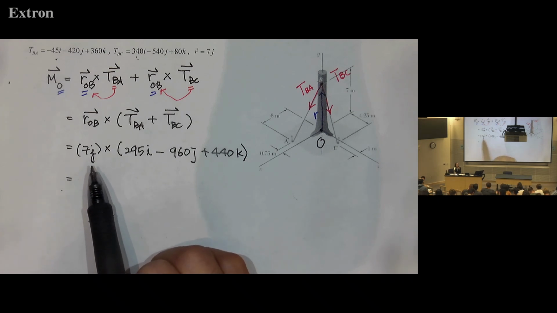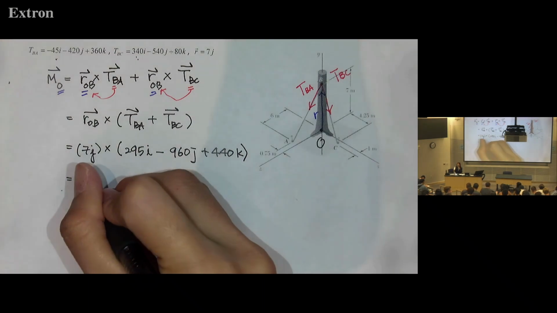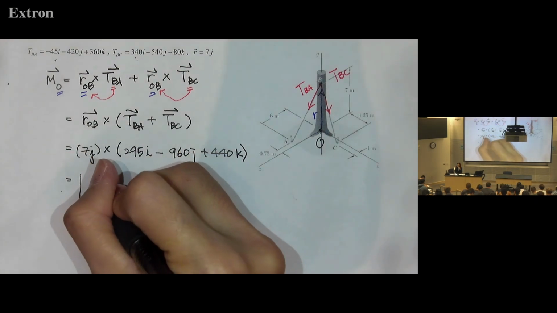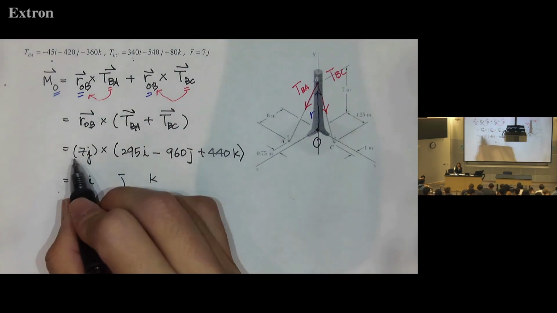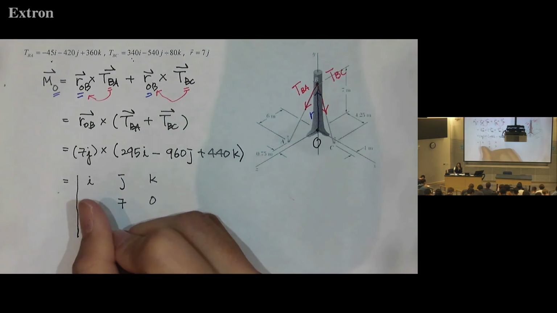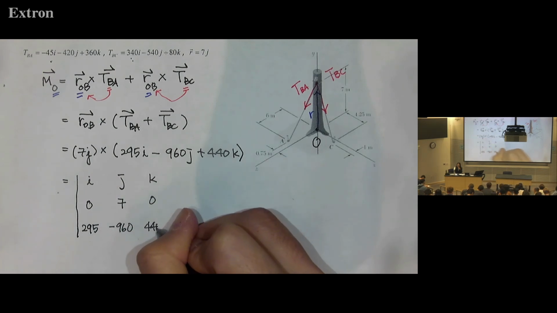Now, how can we calculate this? I think the best way is using your calculator's cross product. The second method is the determinant method, and the third method is using the equations. Since this is the first time, if you have a calculator, please feel free to use it. If you don't, let's use the determinant method together. The first row is ijk, the second row is 0, 7, 0, and the third row is 295, minus 960, 440.